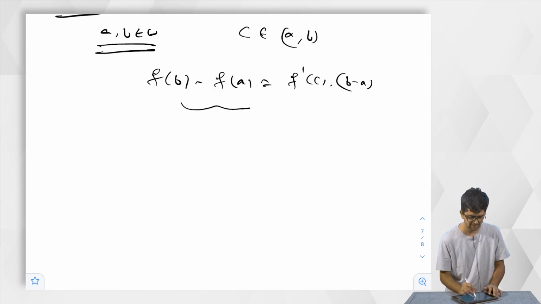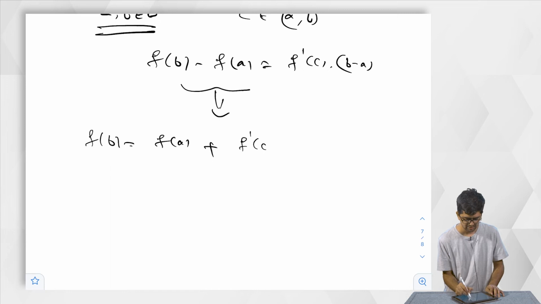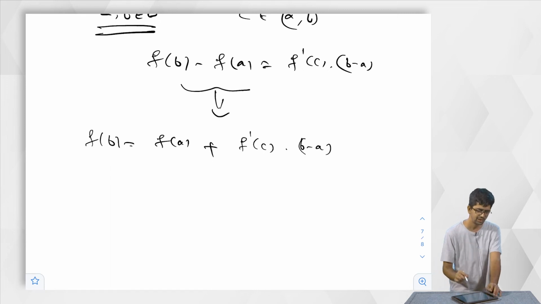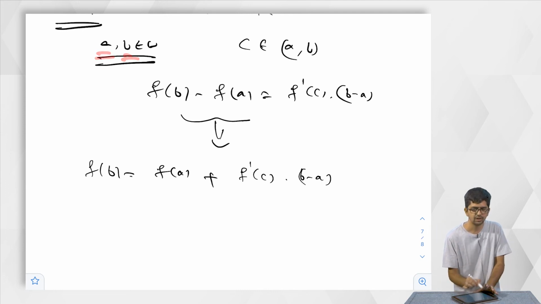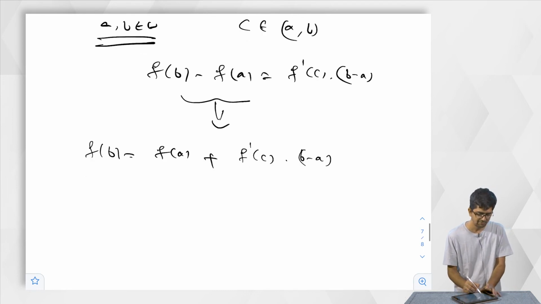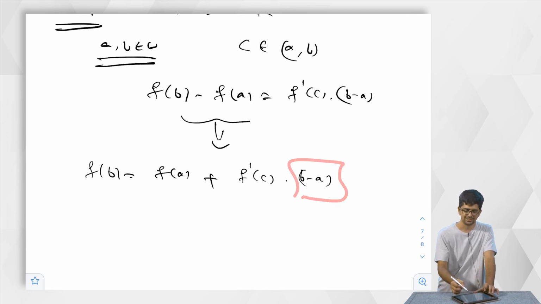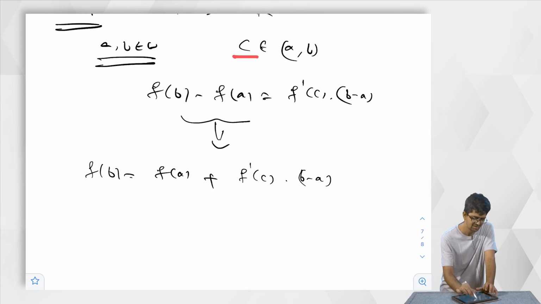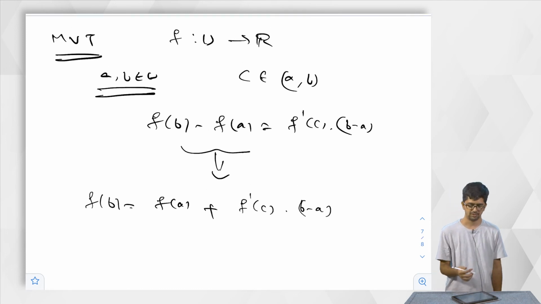So I am just rewriting this in the following way: f of b is equal to f of a plus f dash of c times b minus a. So what does this really say? How do I think about this? Suppose I take two elements in the domain of a differentiable function, then the value of f at one element is determined by the value of f at the other element plus some correction from the derivative of f at some point in between a and b. Once you fix a and b, this is fixed, and it says there is some element c such that we have this property. So this is for a one time differentiable function.